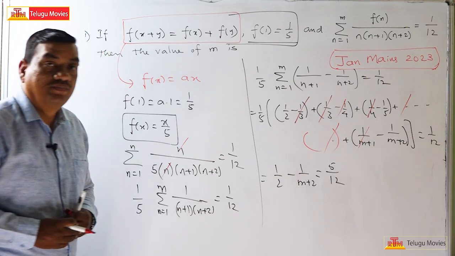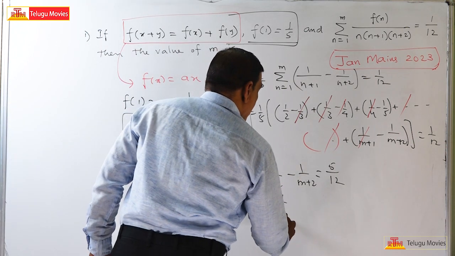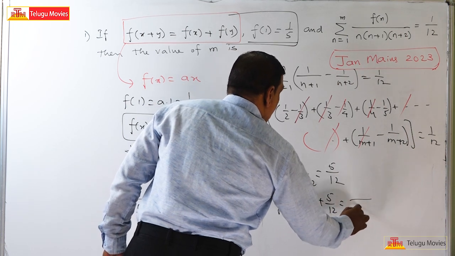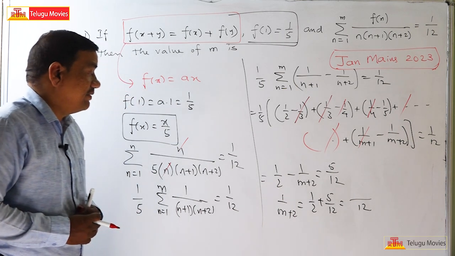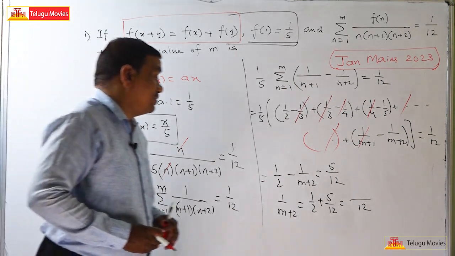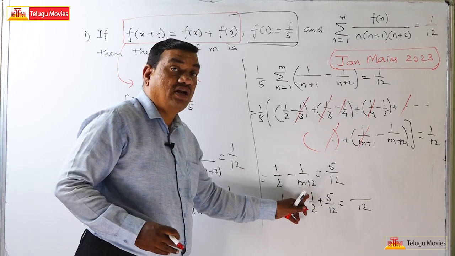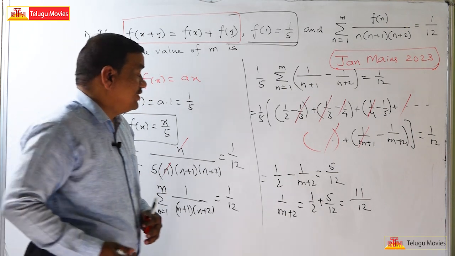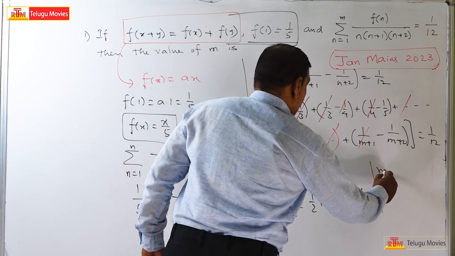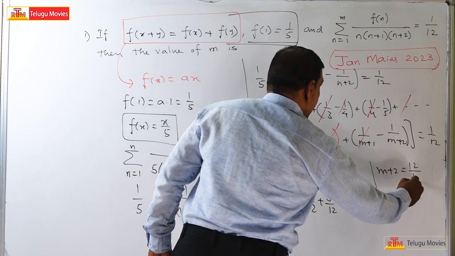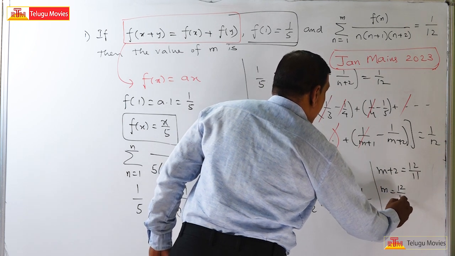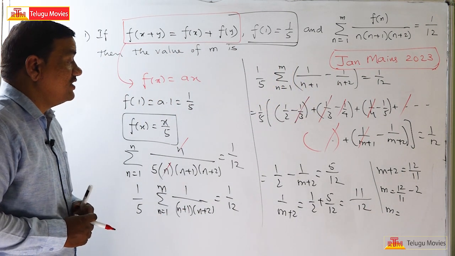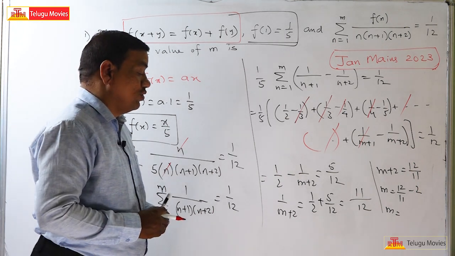Take 5 to that side. So bring this side: 1 by m plus 2 is equal to 1 by 2 plus 5 by 12. LCM is 12. Understand? So here 6 will come, 6 plus 5, 11. So m plus 2 is equal to 12 by 11. m is equal to 12 by 11 minus 2. m is equal to 12 minus 22 over 11. 12 minus 22 is equal to how much?